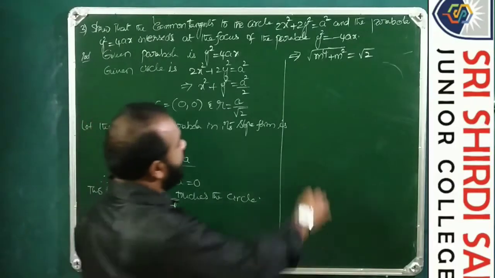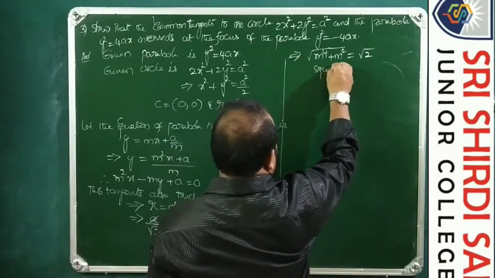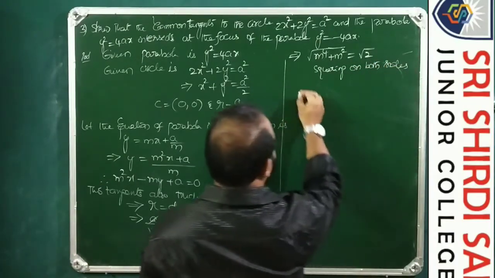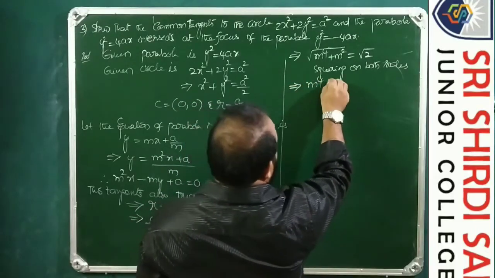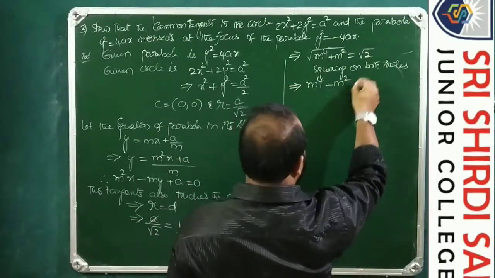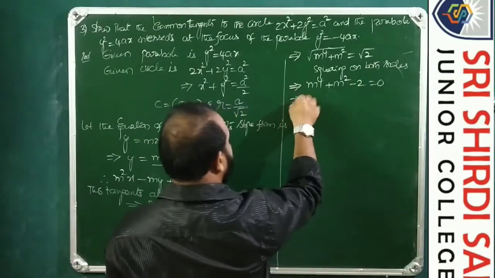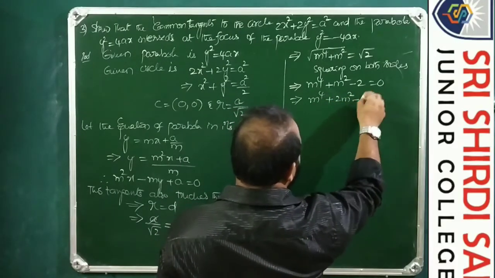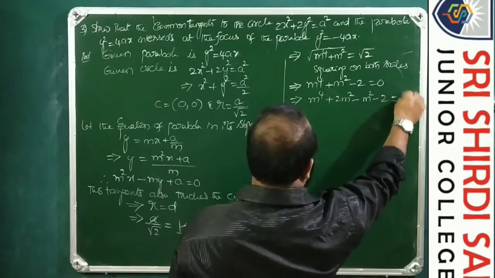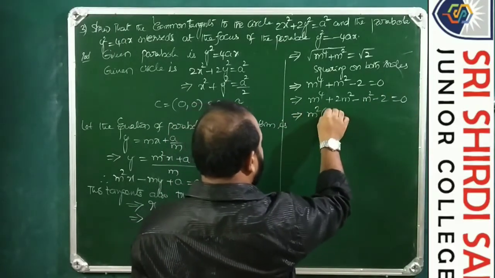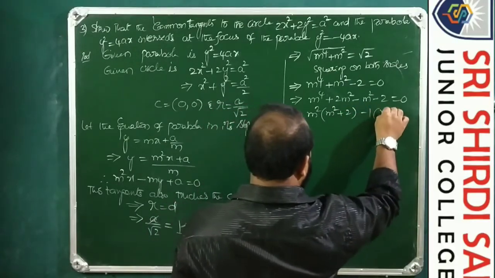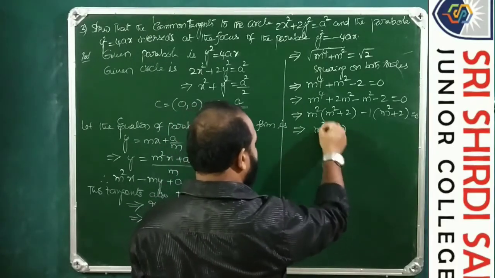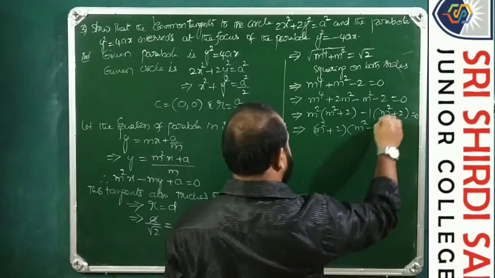Cross multiplication, squaring on both sides, that is equal to m power 4 plus m square is equal to 2 or minus 2 is equal to 0. m power 4 plus 2m square minus m square minus 2 equals 0. m square into m square plus 2 minus 1 into m square plus 2 equals 0. m square plus 2 into m square minus 1 equals 0.